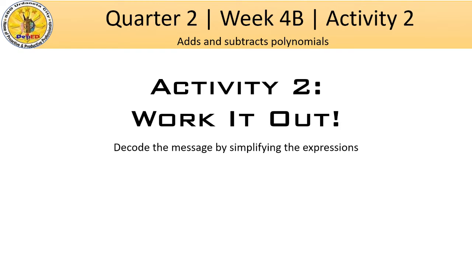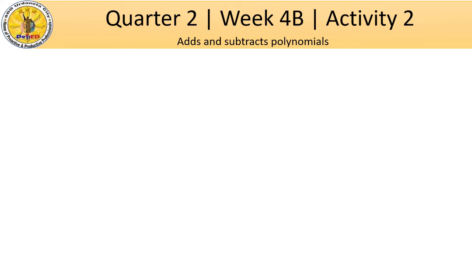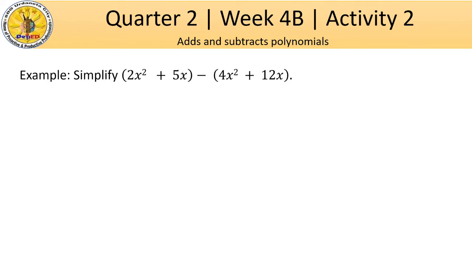Activity number 2. Work it out. So we need to decode the message given in your answer sheet by simply simplifying the expressions given. These examples will be of help for you to answer activity number 2. Example number 1, simplify (2x to the second power plus 5x) minus (4x to the second power plus 12x).